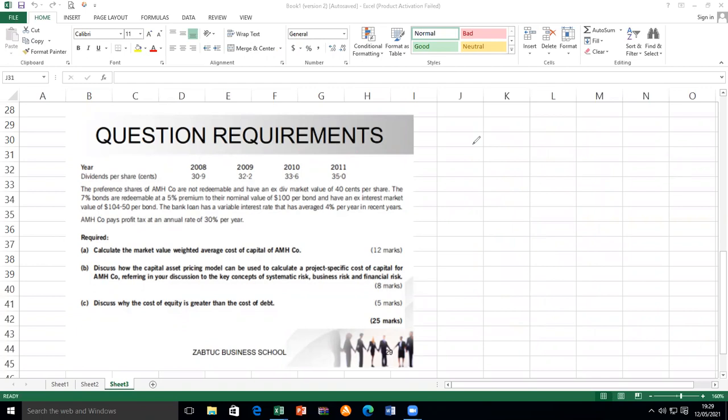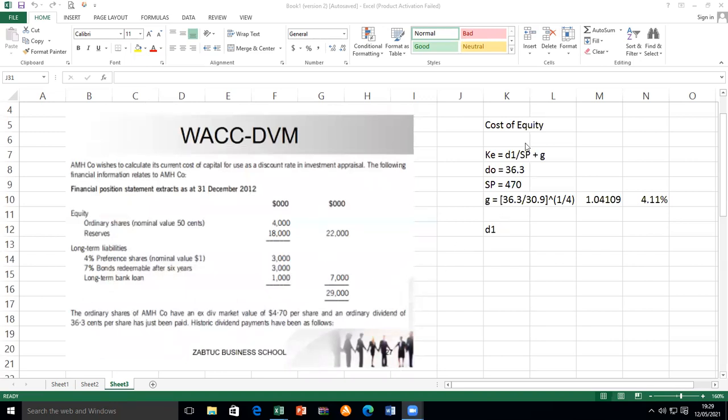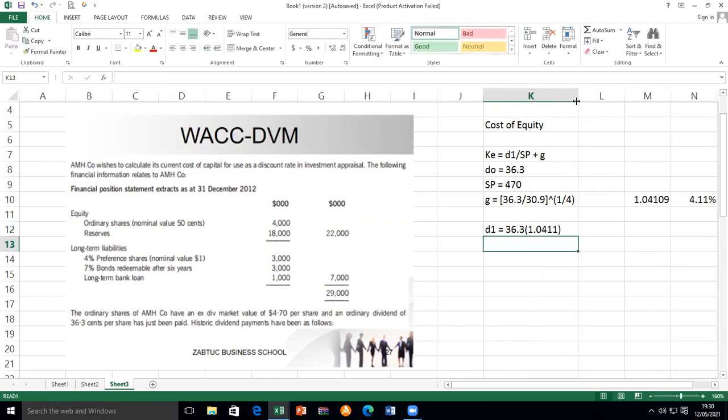Those of you who have just come, you found us looking at the question, and the question is here. We've just identified all the variables. So the growth is 36.3, brackets 1.0411. So that's the dividend after 1 year.